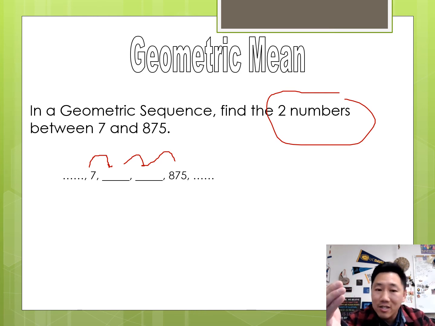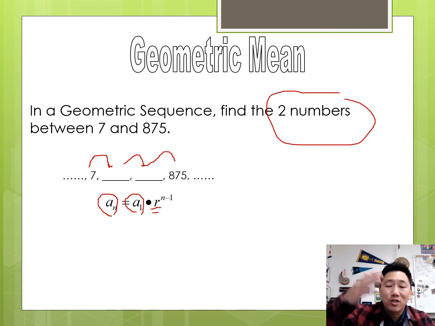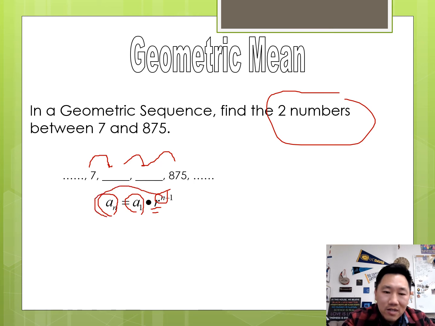It is tricky. It says geometric sequence, so we are going to use our geometric sequence formula. Fill in everything we know. This is the last term, 875. This is the first term, 7. We don't know r, the common ratio, the thing we're multiplying every time. But we do know n. The n must match this n. And since this is 875, the n is the 1, 2, 3, 4th term, so your n is 4.